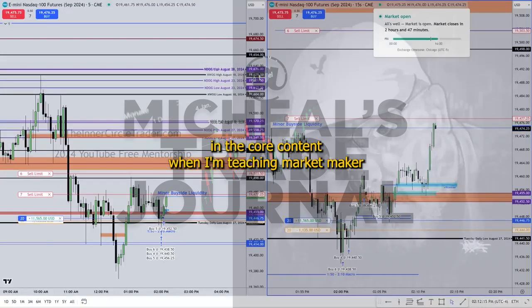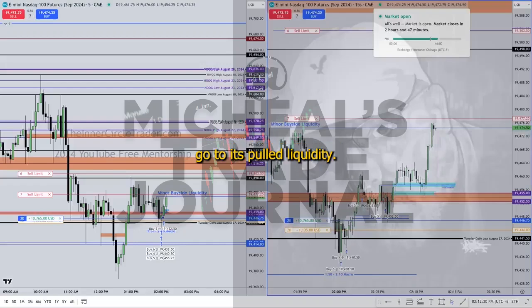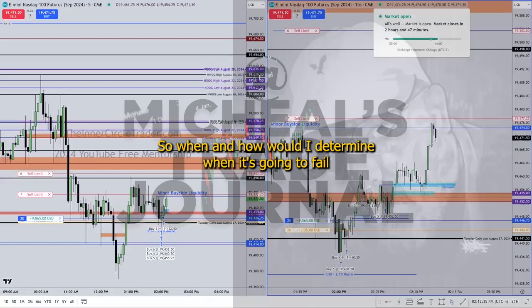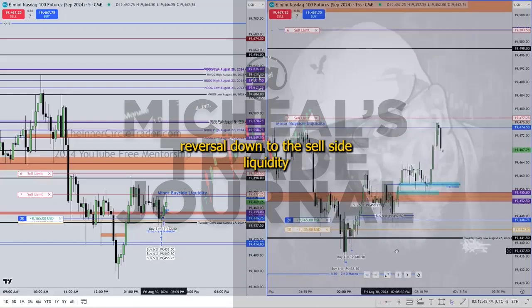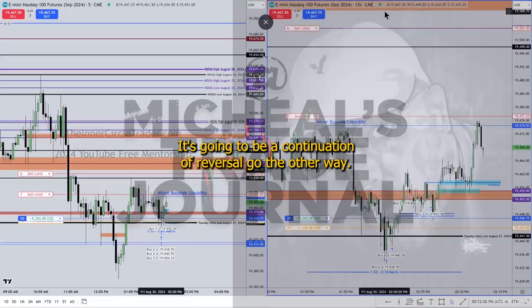Once that occurs, I know, because if you remember in the core content when I'm teaching market maker sell models and buy models, I give instances where that market maker buy model can fail to go to its target. Much like a market maker sell model can fail to go to its pool of liquidity. Why would it do that? Because it's part of a larger continuation. So when and how would I determine when it's going to fail? That first leg of redistribution on the sell side, if it doesn't pierce 50% of that range from the smart money reversal down to the sell side liquidity, then it's not going to go down there. It's going to be a continuation and reversal go the other way.